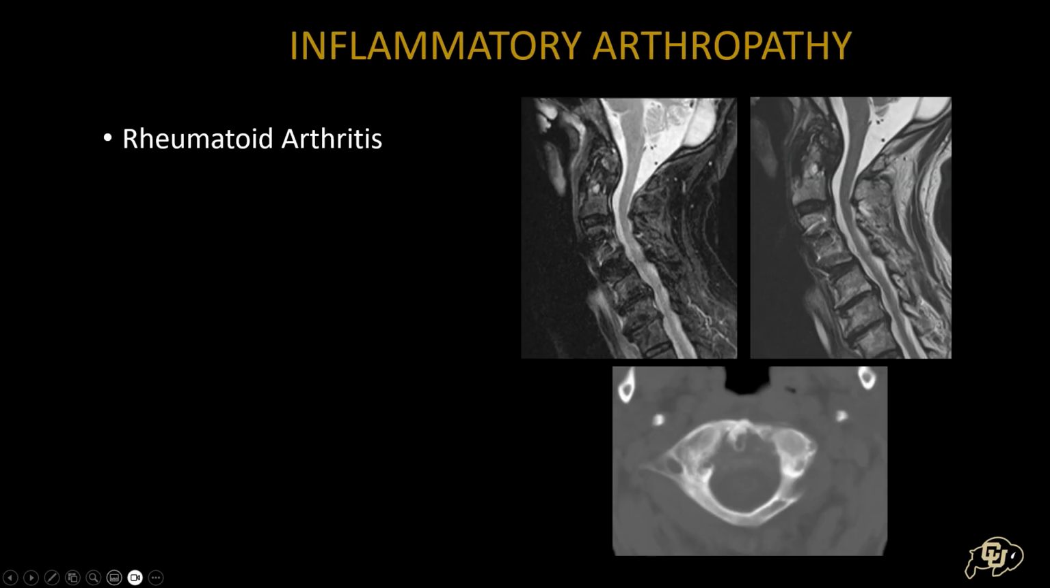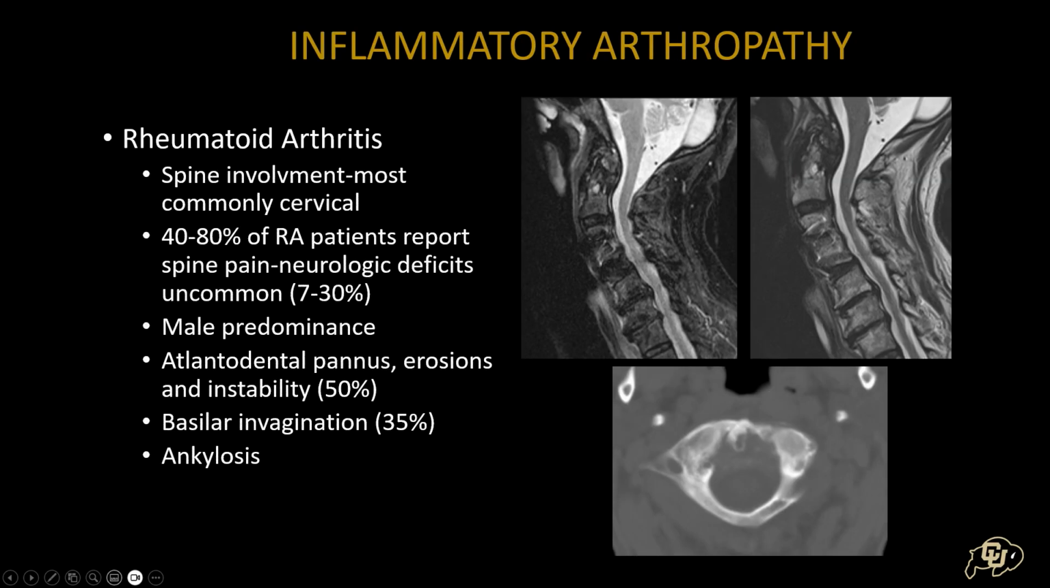Okay, so how about rheumatoid? Rheumatoid arthritis, 40 to 80% of these patients are going to report some kind of spine involvement. The cervical spine tends to be way more affected in our male patients than in our female patients. And this is kind of the area that could potentially be confusing, this atlantodental area where we get this large pannus, you get a lot of bony erosions. It's possible that we could misinterpret this as potentially infection.